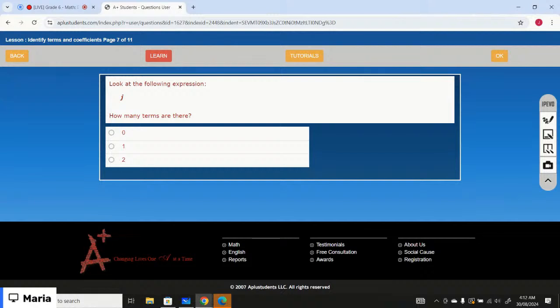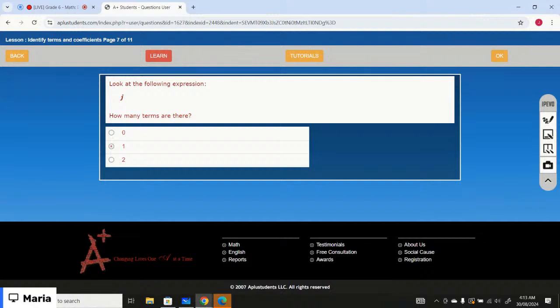Look at the following expression. How many terms are there? Which is the correct option? Only one it is, right?